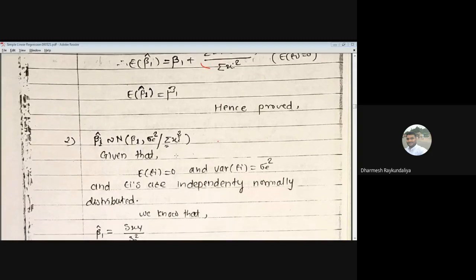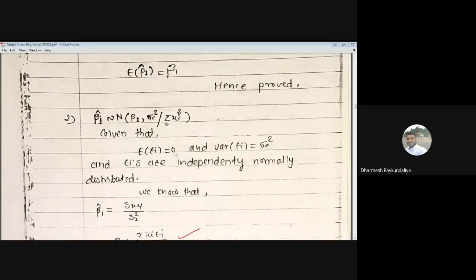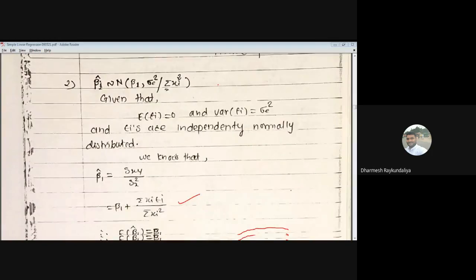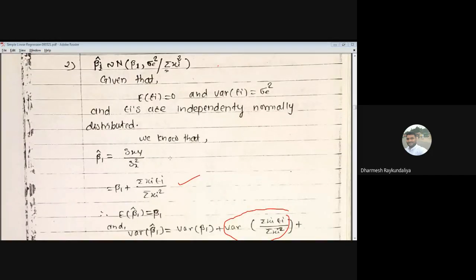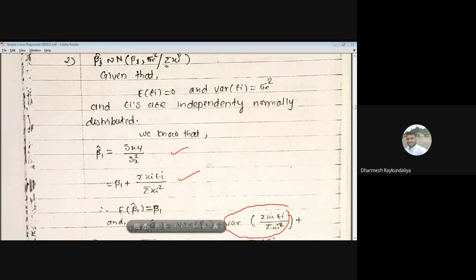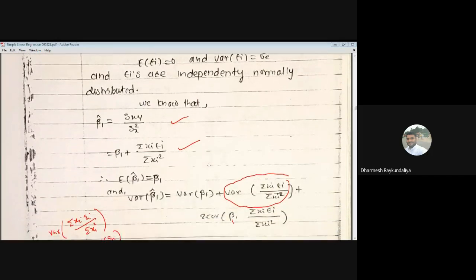So we wish to find out the variance of beta 1 cap, which is sigma square upon summation xi square. To prove that, we know that beta 1 cap is Sxy upon Sx square. But this can be written as beta 1 plus summation xi epsilon i upon summation xi square. So what is the variance of beta 1 cap?